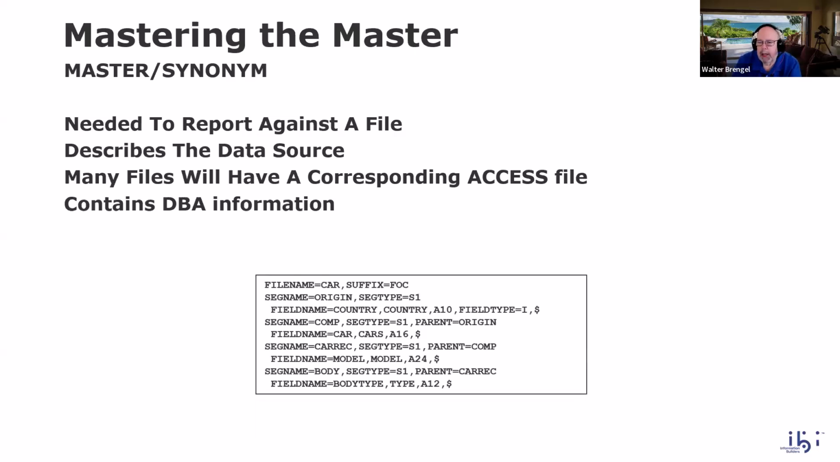So here's the top part of the car master. We have file name equals car, and suffix tells us what type of file it is. It's a FOC, so we know it's a FOCUS database. The data is broken out into different segments, so this is called a hierarchical data structure. Origin is the top segment, and then comp is a child of origin, and then car rec is a child of comp. So you can see that based on the parent entries. And I said I was going to go ahead, but I already started to.